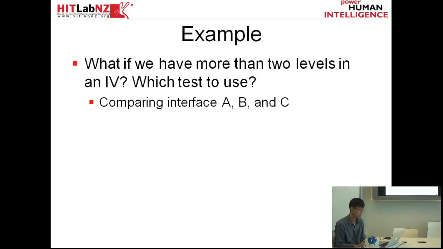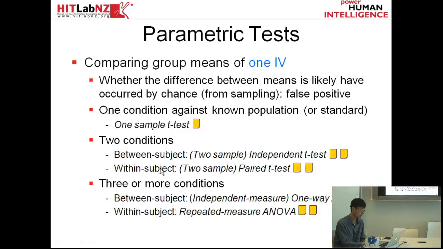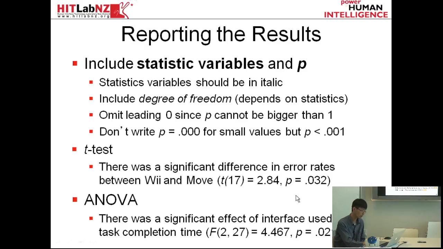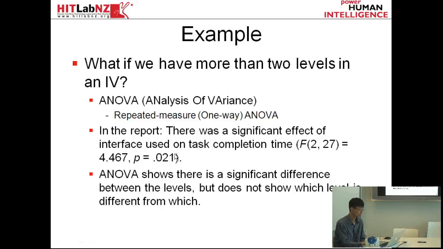Another example, what if we have more than two levels in the independent variable, which means we are not comparing two interfaces, but we are actually comparing three options of interfaces. Then if you go back to the slide, in this case, we have three or more conditions, so it should be one of the ANOVA tests. If it's within subject, then you'll have to go with repeated measures ANOVA. If it's between subject design, then you'll have to just go with simple ANOVA or independent measures ANOVA.